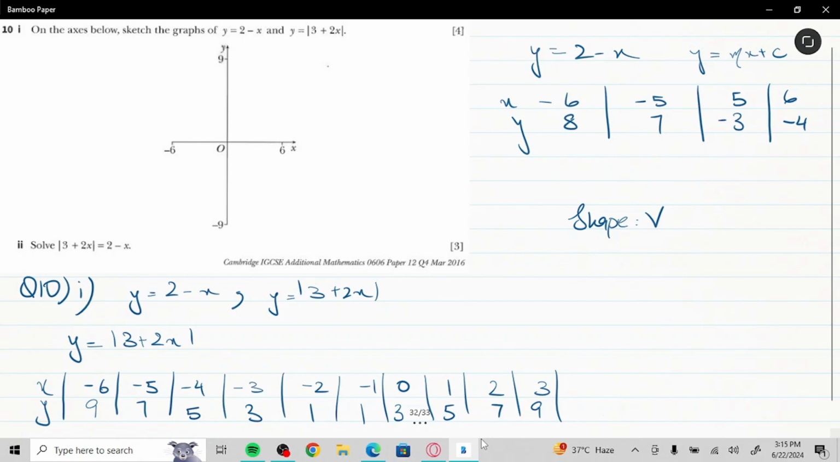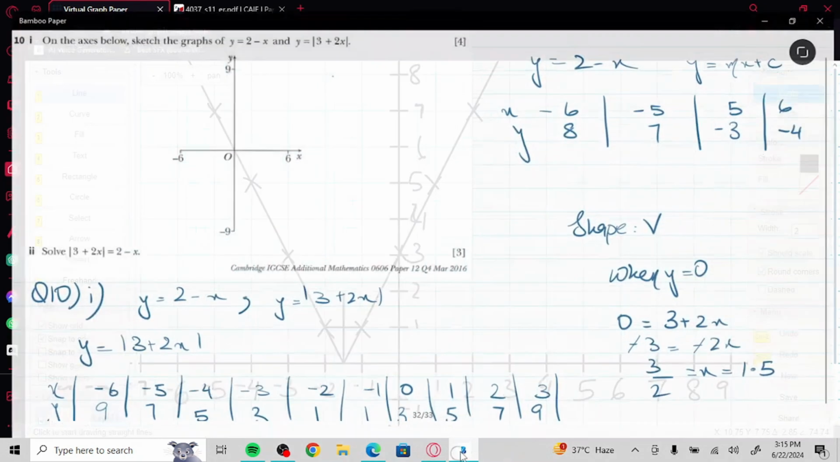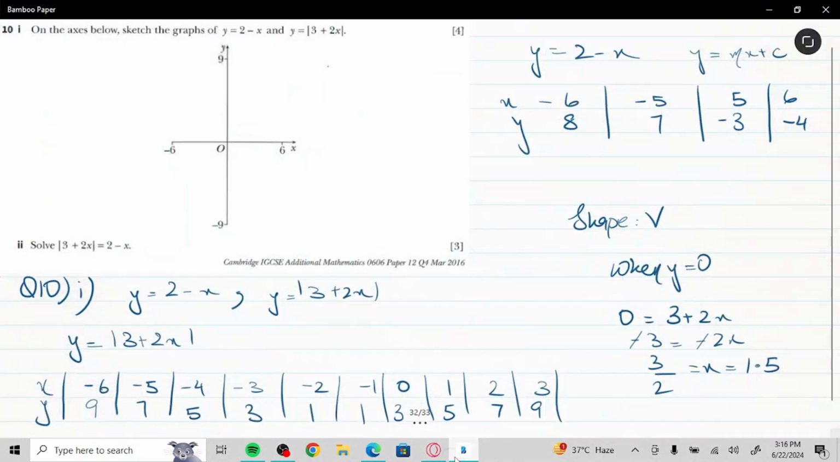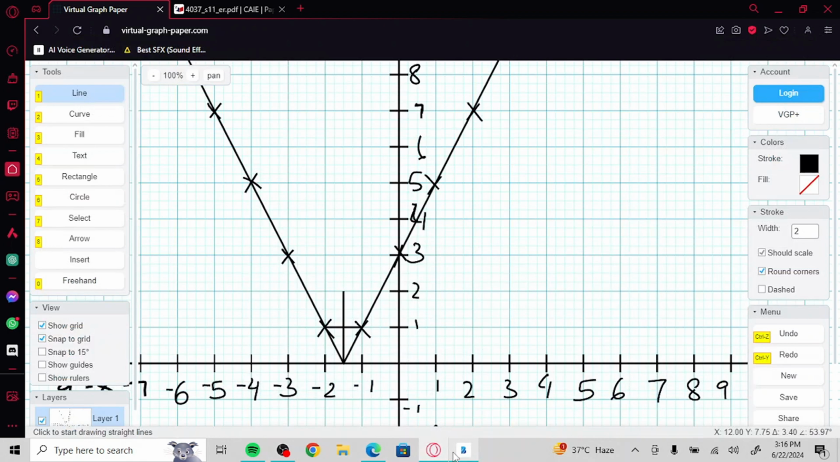What we'll do is say when y is equal to 0, and we have to find the coordinate. So 0 is equal to 3 plus 2x, and negative 3 is equal to negative 2x, and cut down these negative symbols. 3 upon 2 is equal to x, which is specifically 1.5. 3 upon 2 is 1.5. Yes. So we are going to get a point negative 1.5.